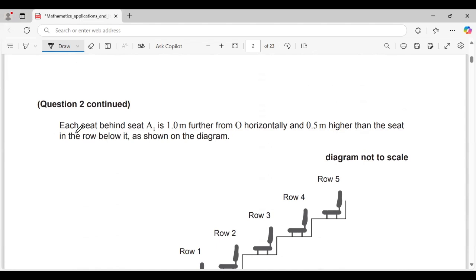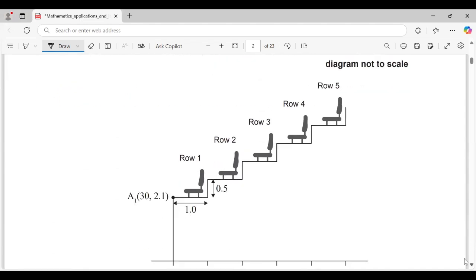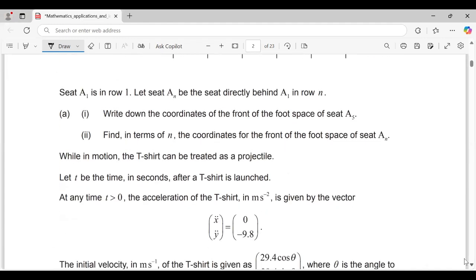Next. Each seat behind seat A1 is 1.0 meters further from O horizontally and 0.5 meters higher than the seat in the row below, as shown on this diagram. Seat A1 is in row 1. Let seat An be the seat directly behind A1 in row n. Write down the coordinates of the front of the foot space of seat A5.